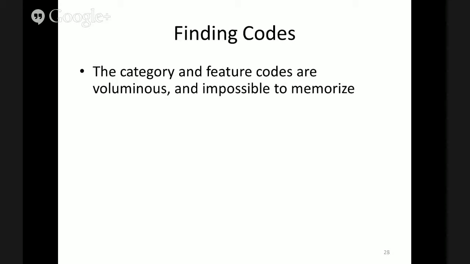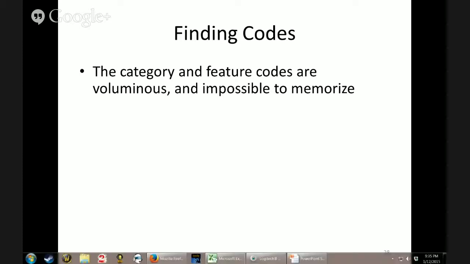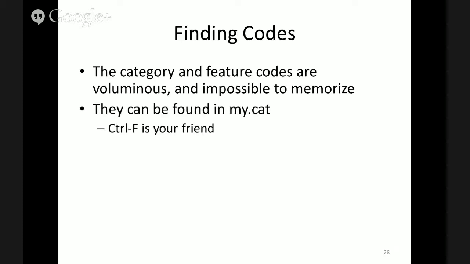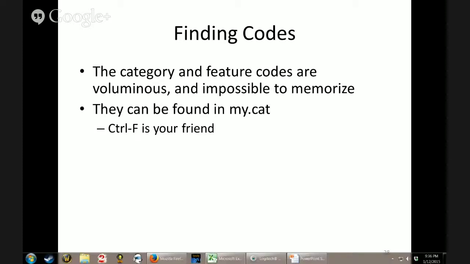So where do you find all these codes? And we've kind of alluded to all this already. The category and feature codes are hugely voluminous. No one remembers all of them. Well, maybe Morsalis does, but most people don't. So how do you know what to look for? Well, there's 2 ways. The first is you go to my.cat and you search in it. You use Control F and you find the cross references or you find the features, and there they are.